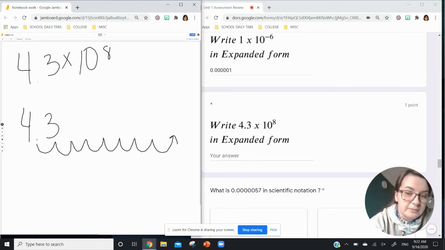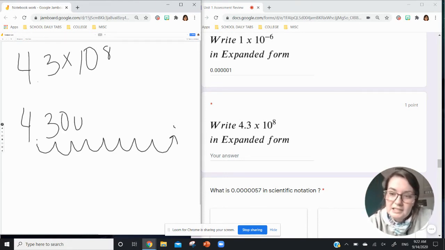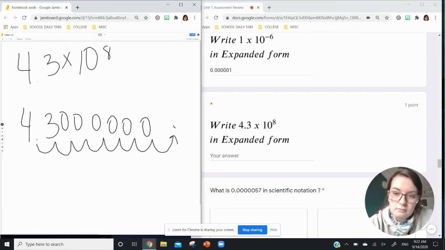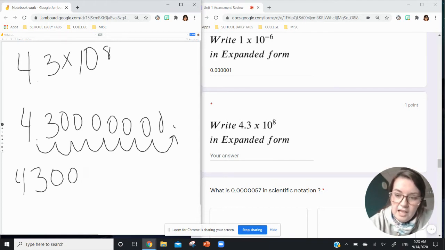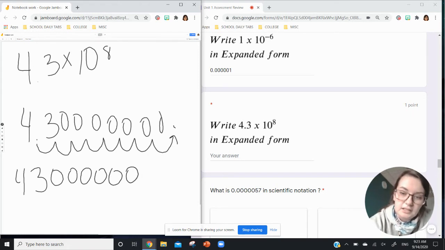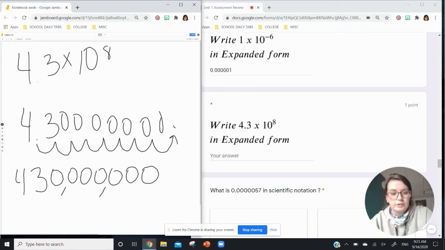And you may not have to do this, but it makes more sense to me sometimes. And then I fill in these little spaces with zeros. And I'm going to make mine look a little neater just because the zeros are all over the place. So I had 7 zeros. So that's 3, 4, 5, 6, 7. So I'm going to put my commas here so that way I can read the number a little bit better.